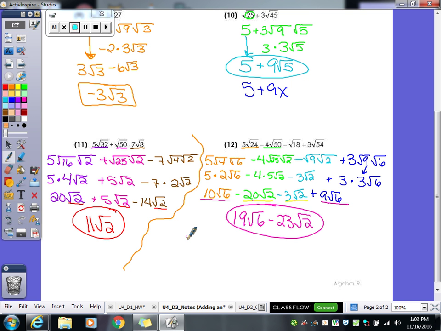Now there's no specific order you would have to write those in, so just keep in mind you may see it written the other way as negative 23 radical 2 plus 19 radical 6. But it's the same thing. Sometimes they'll put the 2 first. There's really no rhyme or reason which one they're going to put first.